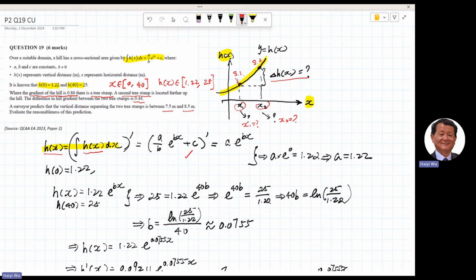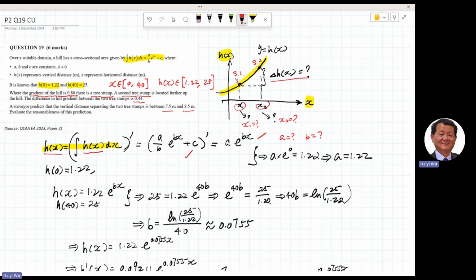The answer will be a times e to the power bx. Where has the b gone? Because the b cancelled out. So that's my h(x). First, I'm going to decide what a is, so I'm going to find a and b, the coefficients we need to decide. The c has already disappeared, because when you differentiate it, c is 0, so c doesn't affect the answer. We just need to find a and b.